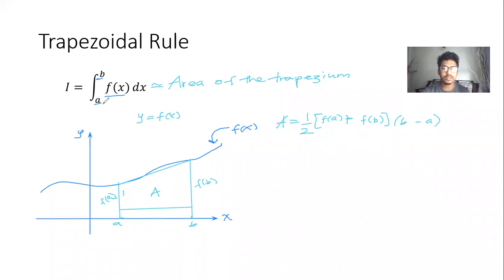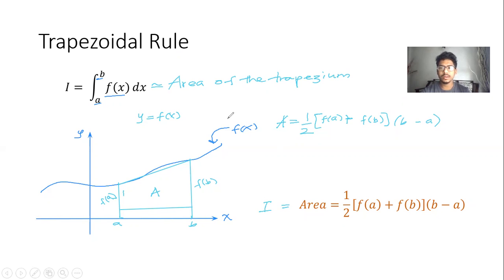So the trapezoidal rule says this integration, the area under this curve, is approximately equal to the area of this trapezium. So now I can write area equals half into f(a) plus f(b) into b minus a. So now we know what this area is. This area is then approximately equal to the integration I, right? So that is the trapezoidal rule. I hope it is clear.